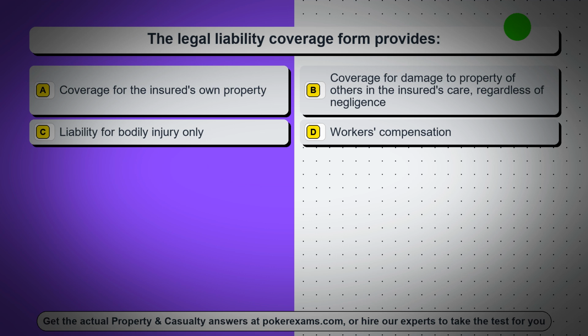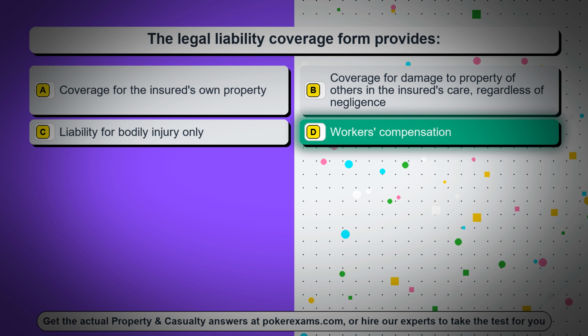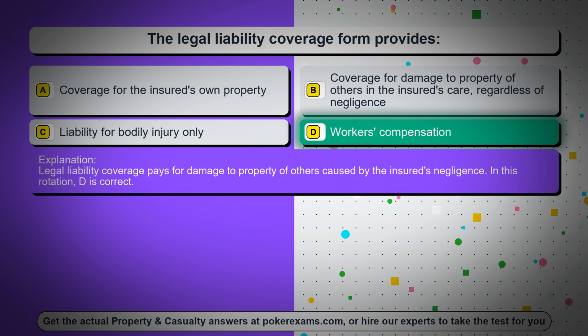The legal liability coverage form provides option A, coverage for the insured's own property, option B, coverage for damage to property of others in the insured's care, regardless of negligence, option C, liability for bodily injury only, option D, workers' compensation. The correct answer is option D, workers' compensation. Legal liability coverage pays for damage to property of others caused by the insured's negligence. In this rotation, D is correct.